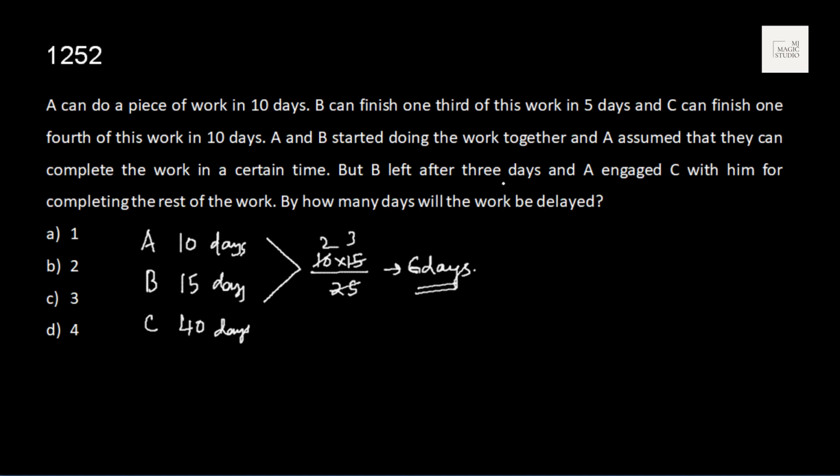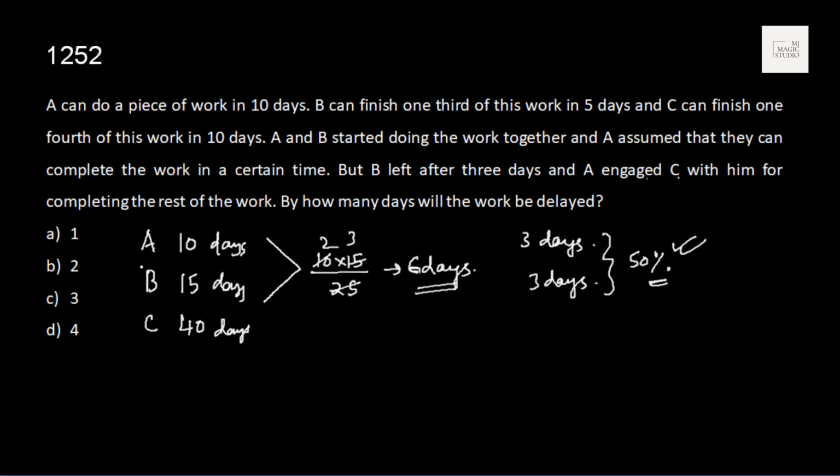But B left after 3 days. B worked for only 3 days. A worked for 3 days also. And A engaged C with him. Now in 6 days they would be able to complete the work. That means in 3 days, 50% of the work is done. Work remaining is also 50%.